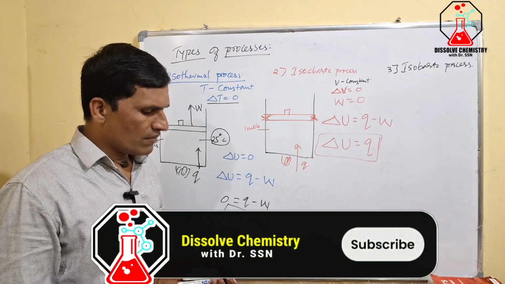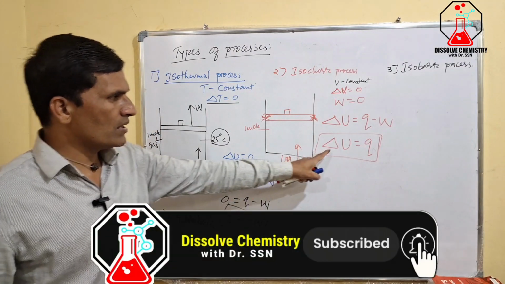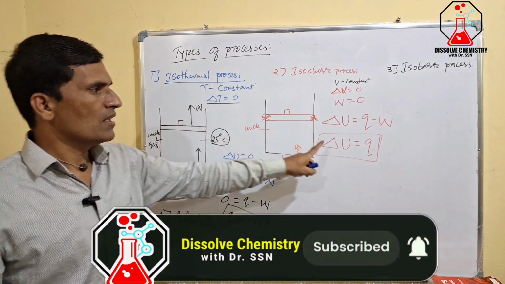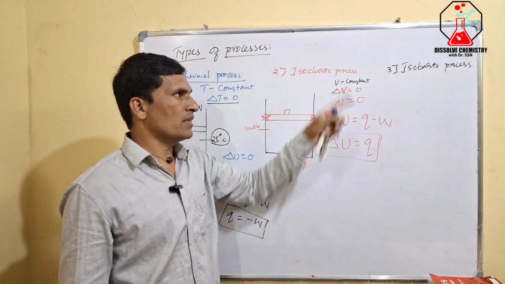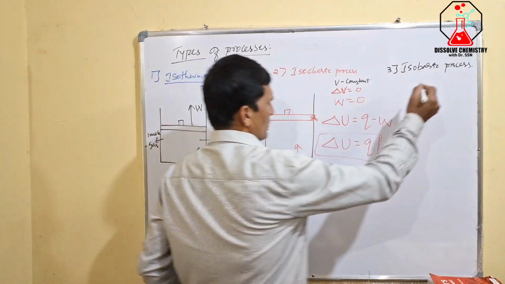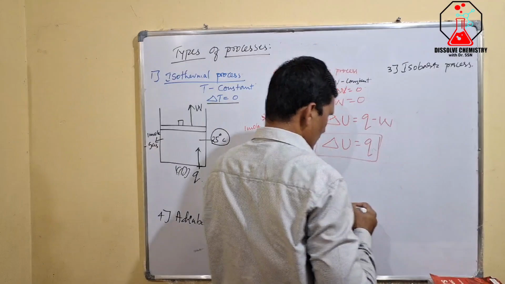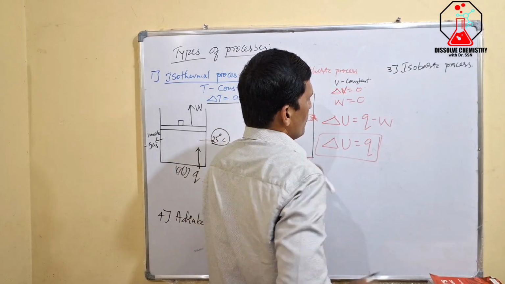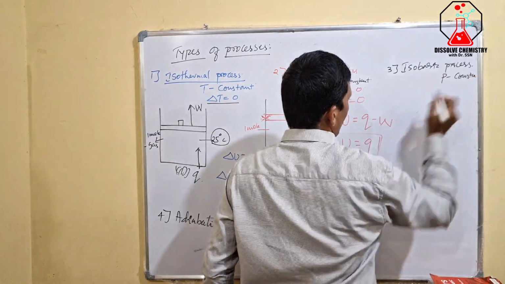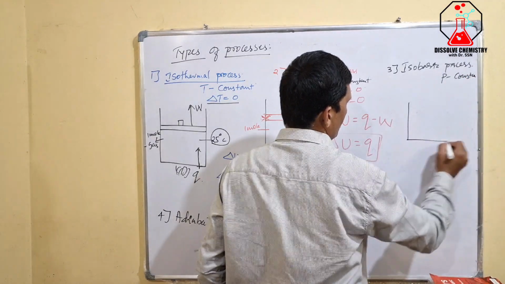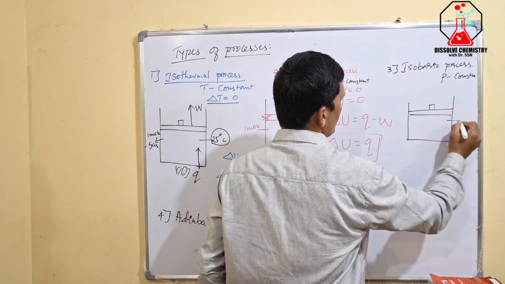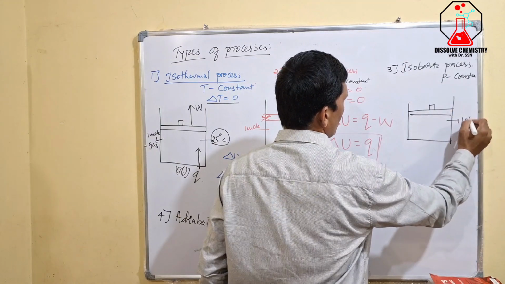So you should remember these conditions. Q is equal to W for the isothermal process. Delta U is equal to Q for the isochoric process. Then the third one is the isobaric process, which means we have to maintain the pressure constant. Pressure should remain constant throughout the process. When the pressure should remain constant, suppose the internal pressure is 1 atmosphere.